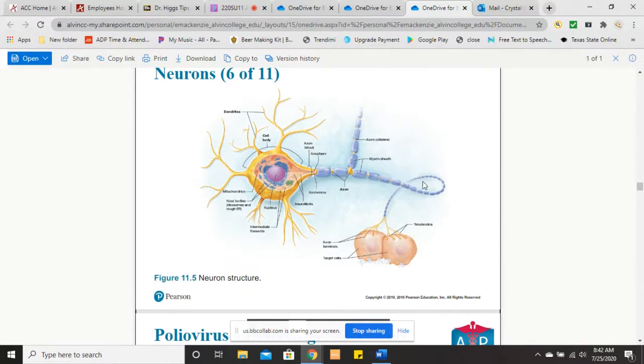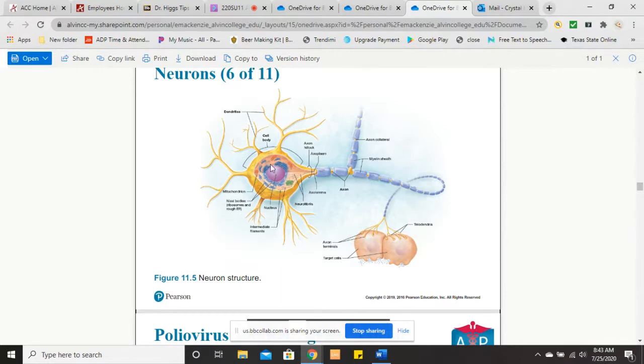And your axon is still part of a cell, so it still has the plasma membrane holding in the cytoplasm. It's just, again, names change. The plasma membrane, specifically on the axon, is called the axolemma. And the cytoplasm inside of the axon is called the axoplasm. All right, so those are some parts of your neuron.